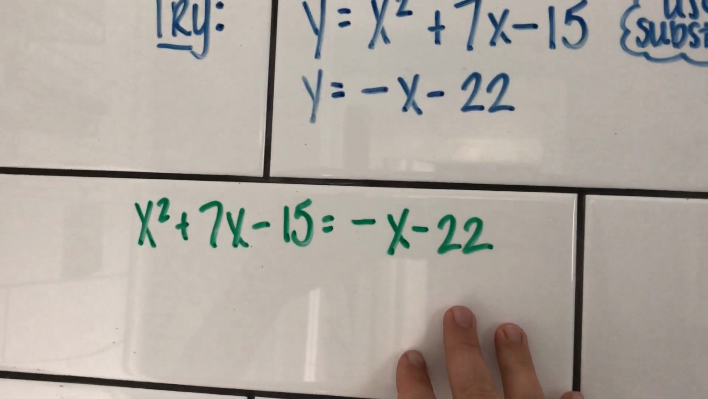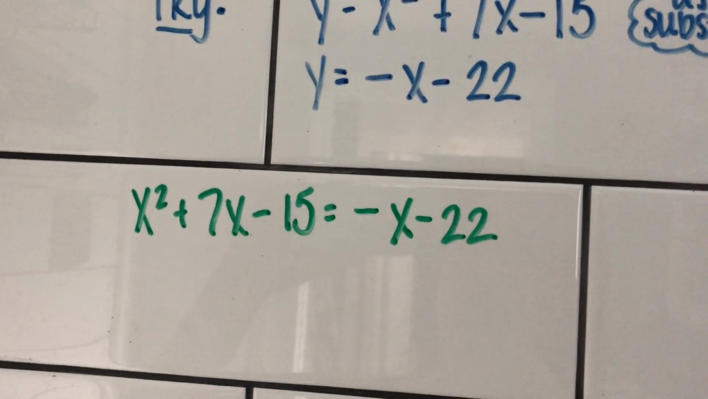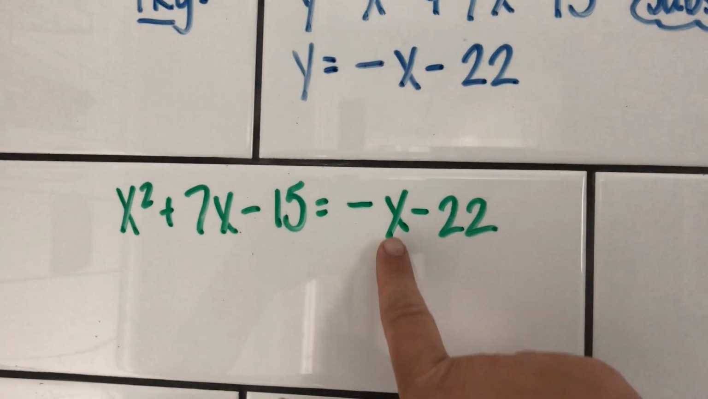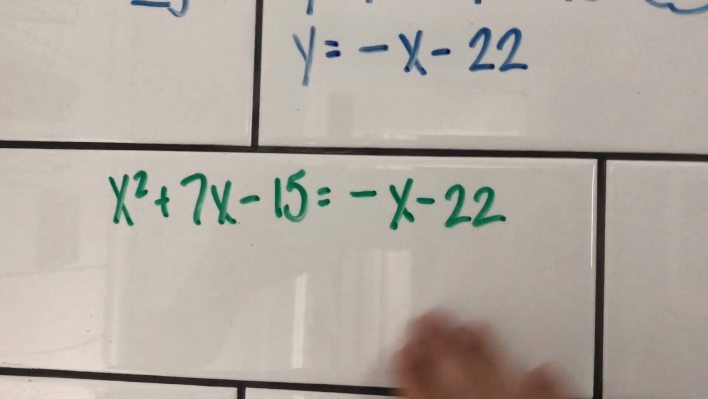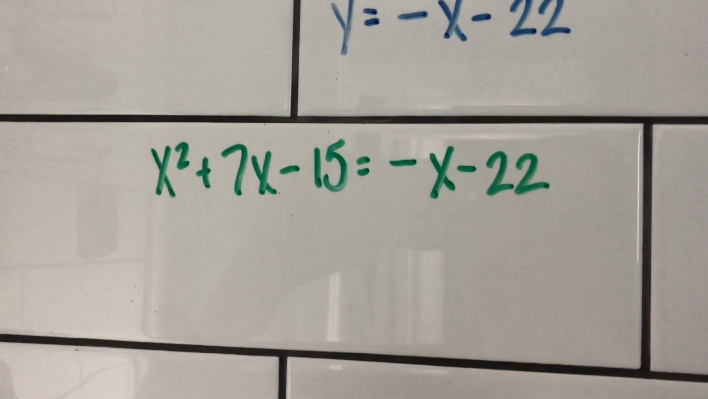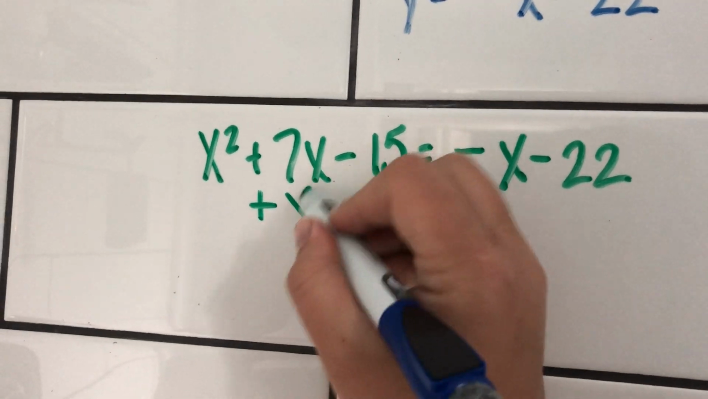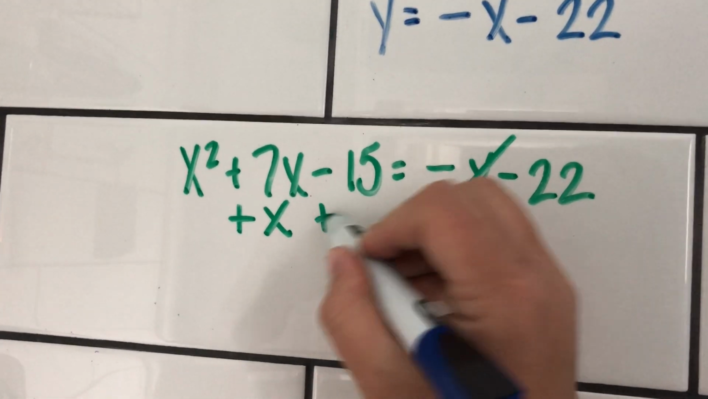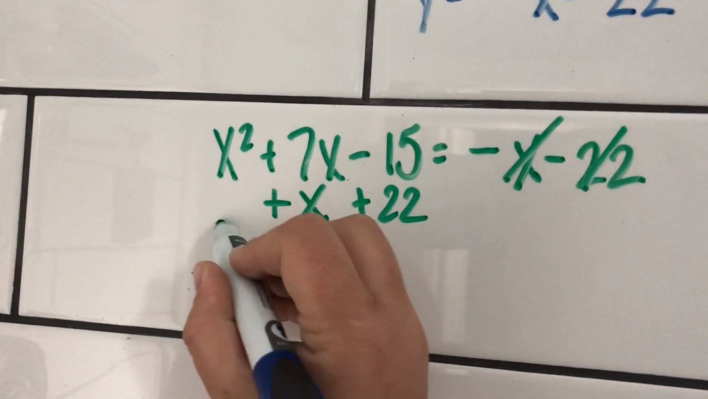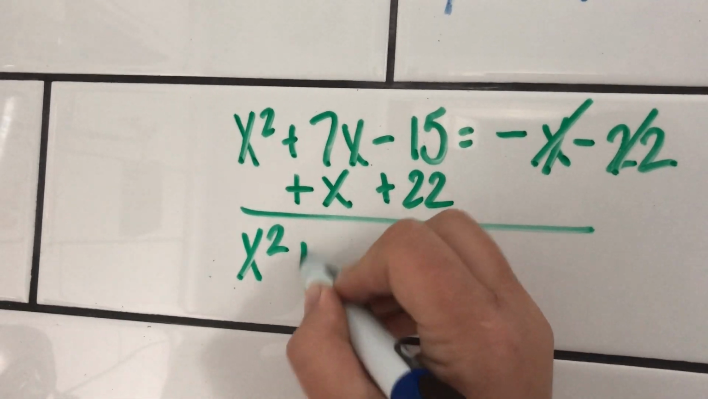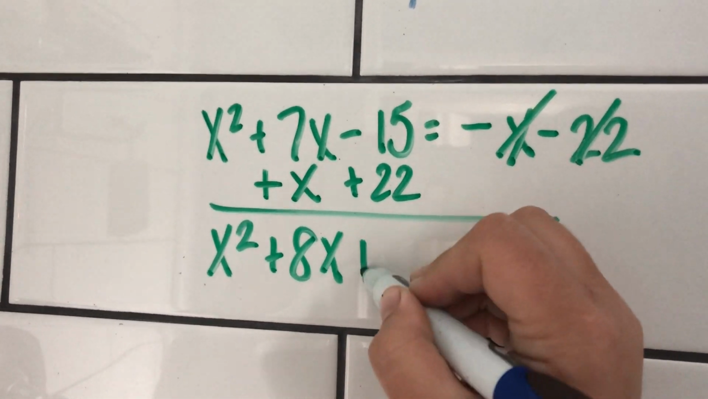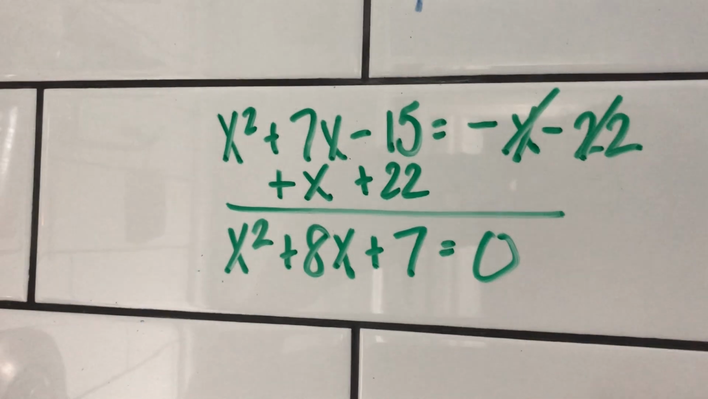And now to use factoring, which is what I want to hopefully end up doing here, I need to move both of these to the other side to set equal to 0. So in order to do that, I'm adding x and I'm adding 22. So I'm left with x squared plus 8x plus 7 equals 0.